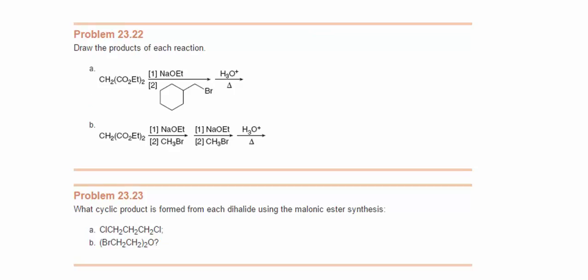Number 22, draw the products of each reaction. So we're working with some malonic esters. Here, I'm just going to draw this a little bit differently so that you can see those esters. And we're working with the same compounds here. So the first step actually deprotonates. So we will remove one of these acidic hydrogens. I'm just going to erase it here. Now we have a carbanion. So then this bromine here, this alkyl bromide, can come in and attach.